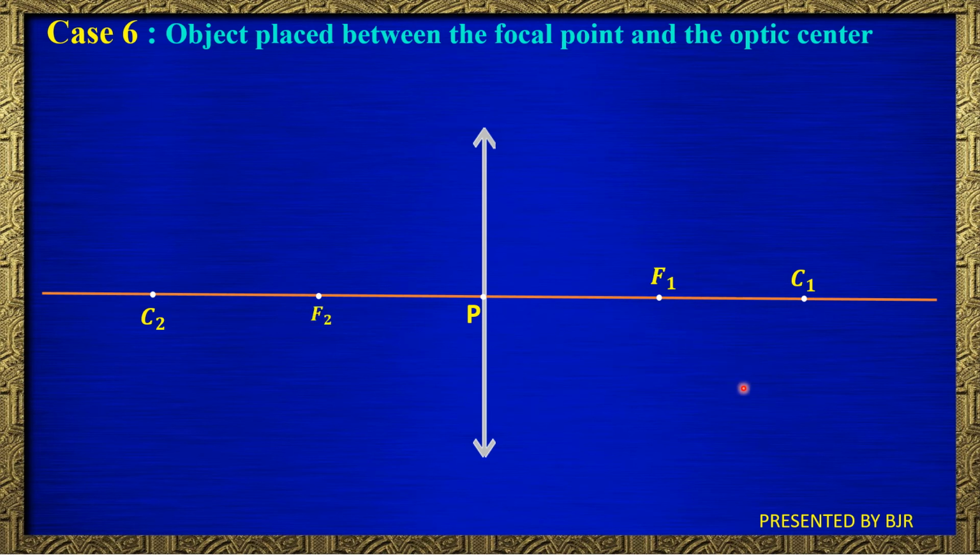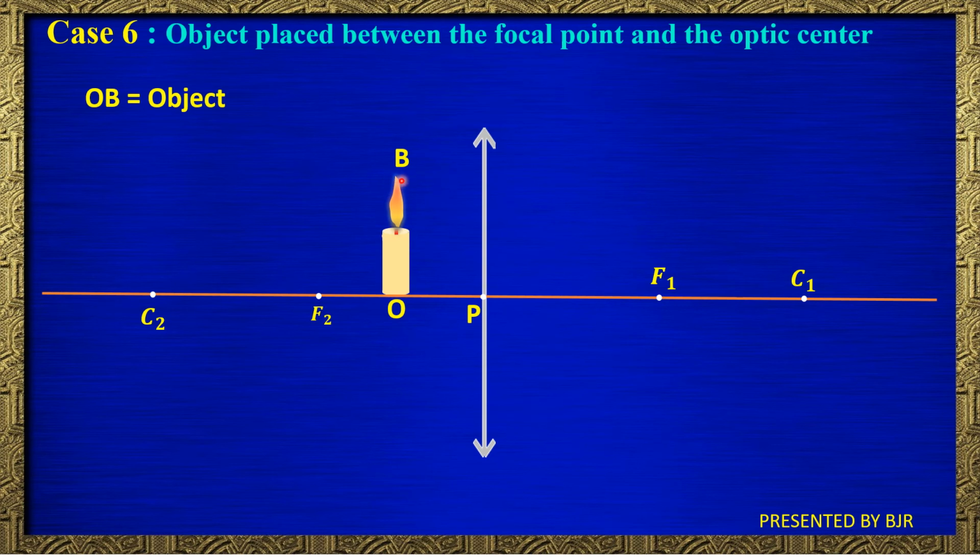Okay. Now I am going to place an object between F2 and P, that is between the focal point and the optic center here. This is the candle I have placed. So OB is the object. Now I am drawing the same two rays from the point B.